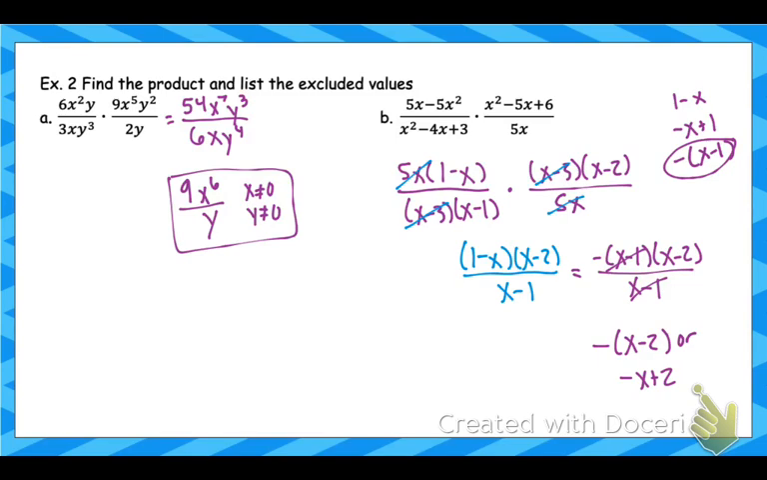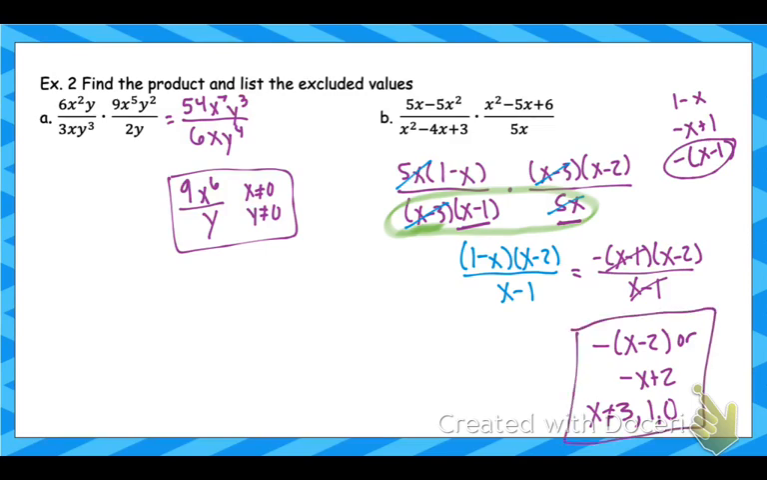So any value that made the denominator equal 0 is going to be excluded. So let's go back to when we factored, and let's look at the denominator when we factored. Look at the 0 of each of those factors. Each one of those is an excluded value. So for x minus 3, that means that x is not equal to 3. For x minus 1, x is not equal to 1. And for 5x, x is not equal to 0. So those are my excluded values.